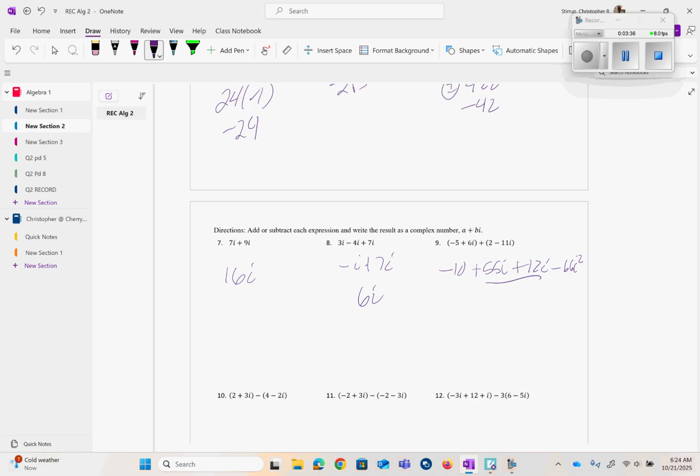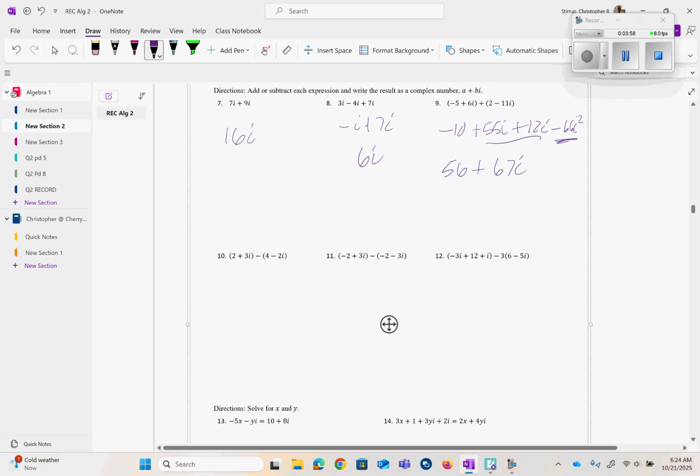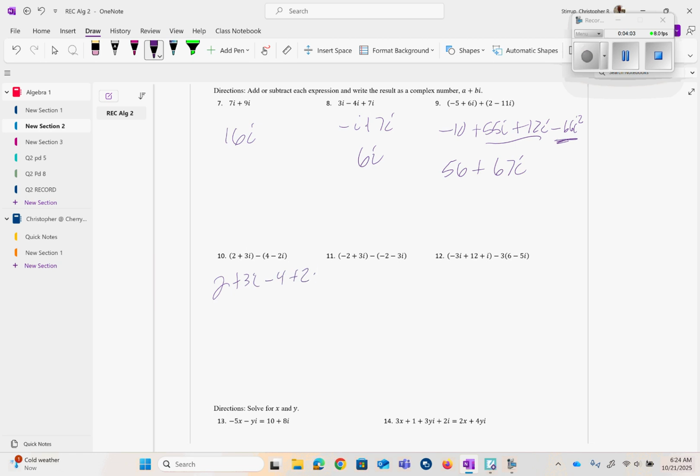Okay, so these I can combine together, which is going to give me 67i. This is going to give me positive 66 because i squared is -1. Positive 66 minus 10 is 56. So I'll wind up with 56 plus 67i. Normally the i comes last on those. On this one, I can drop the first set of parentheses. The second set of parentheses, I'm going to distribute the negative. So let's go ahead and combine like terms. So that's going to give me -2 plus 5i.